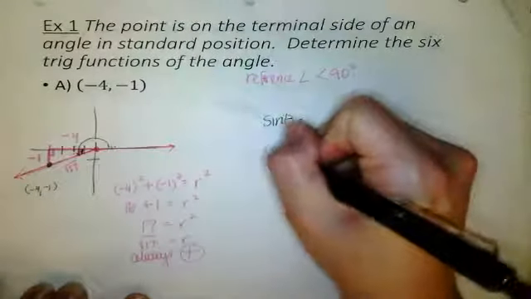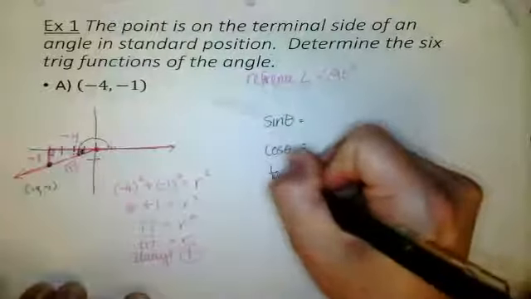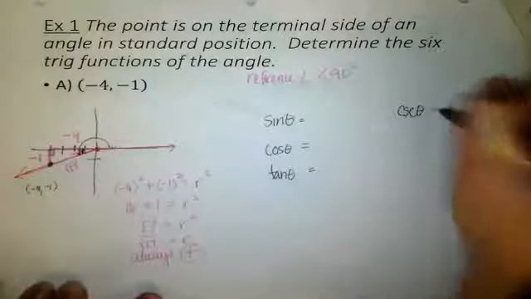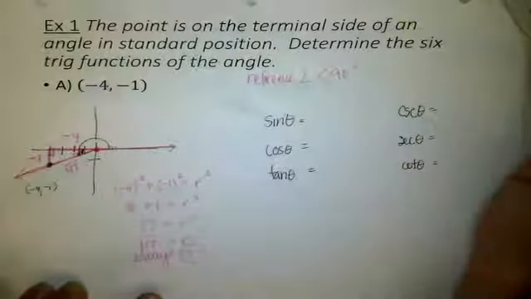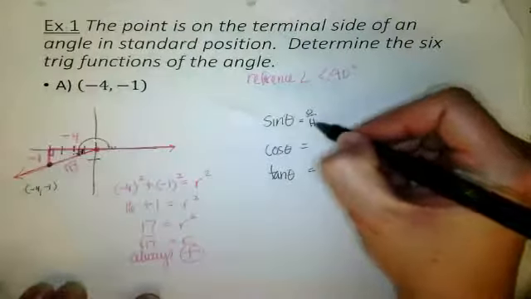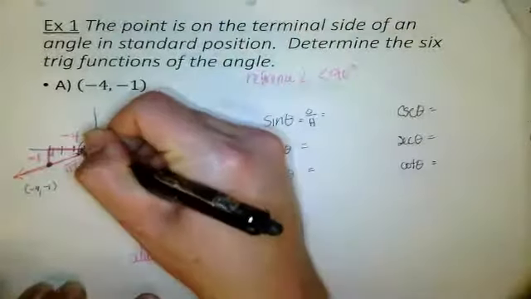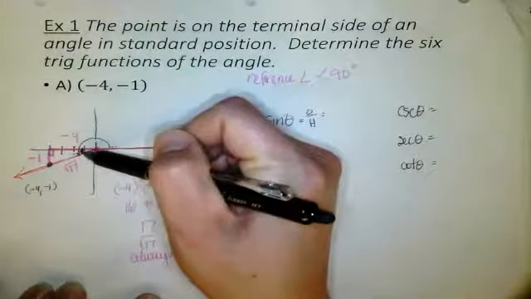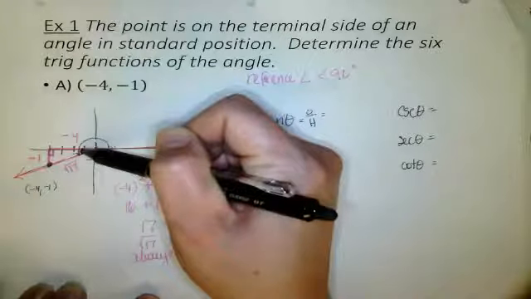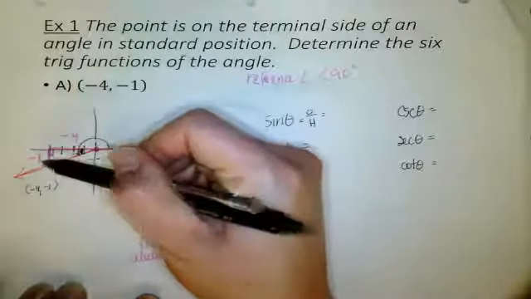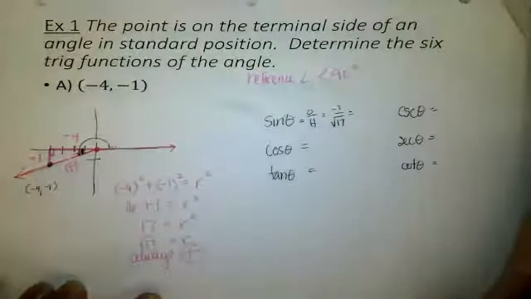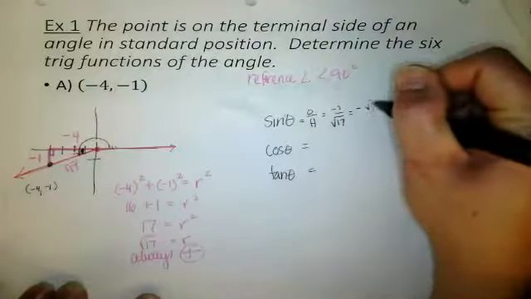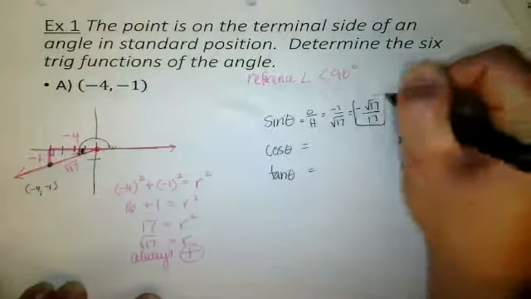So sine theta, cosine of theta, tangent of theta, cosecant theta, secant theta, and cotangent theta. So sine is opposite over hypotenuse. So again, we're referencing this little teeny tiny angle here. What is the opposite of that angle closest to the origin? Yeah, -1 over radical 17. And if you rationalize, what do you get? Negative radical 17 over 17. Very good.